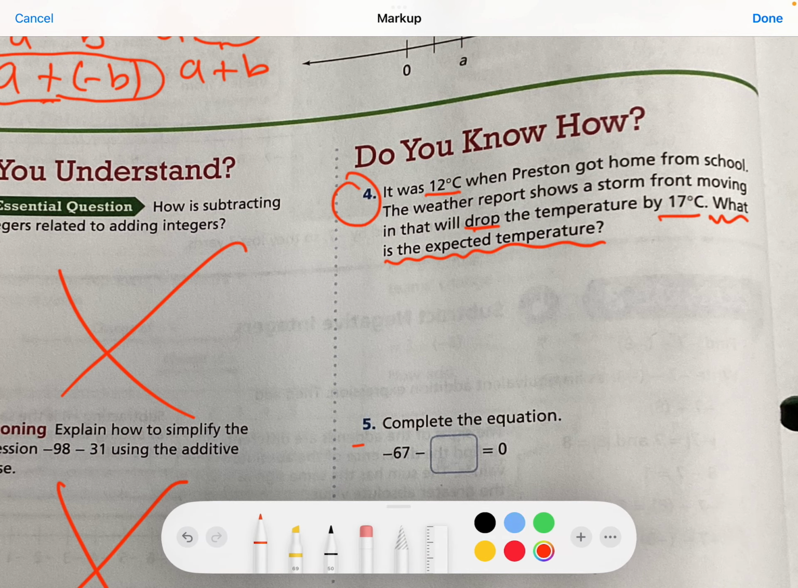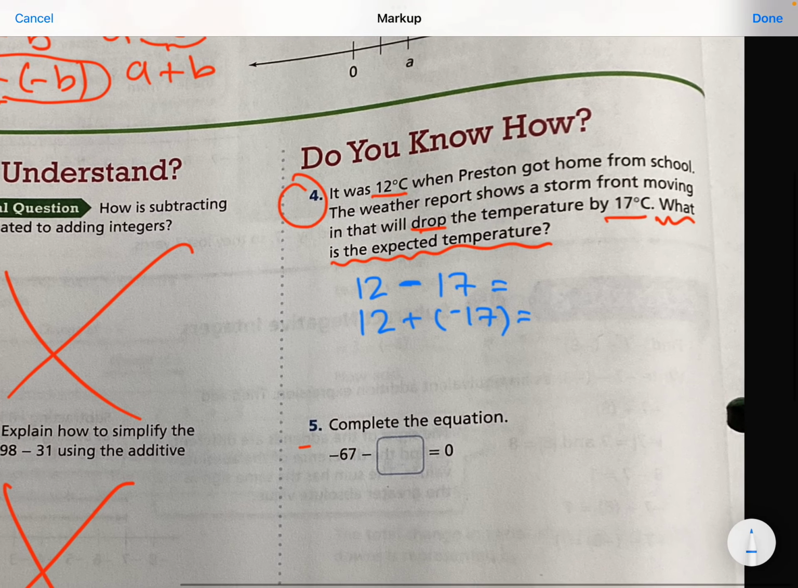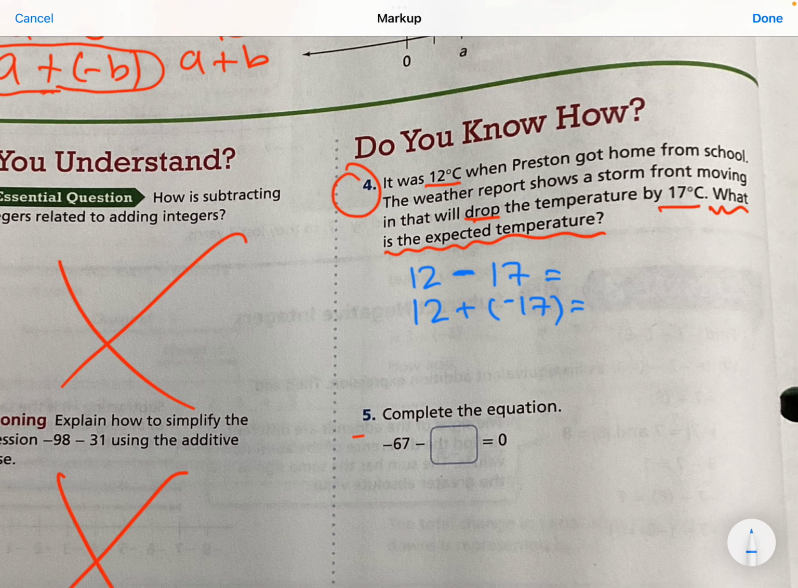Let's just take a look at this. I'm going to pick a different color and analyze it. You have 12 degrees, and you're going to drop by 17 degrees. What's my answer? You know that this equals 12 plus a negative 17. Same thing, right? By the key concept, you can pull this, and you have different signs. This is a positive 12, and this is a negative 17. So you find the difference of the absolute values, and then you keep the sign of the biggest one. In this case, the biggest absolute value is 17.